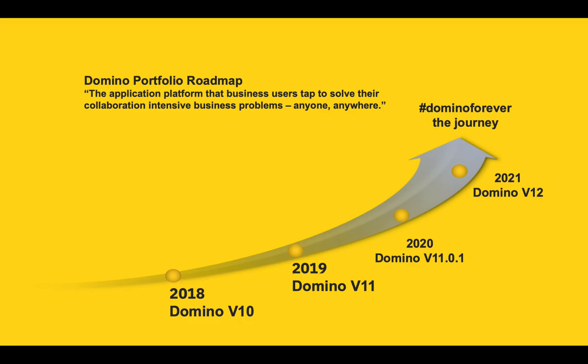There was not much going on visibly, but there were a lot of improvements in the backend of the Domino version. In 2019 they came up with version 11. There were a lot of new features and a lot of enhancements. And then in 2020 they had V11.0.1. And this year we will have Domino V12. So the cadence will be that every year we will have a main version. They are talking already about V13, V14, etc.